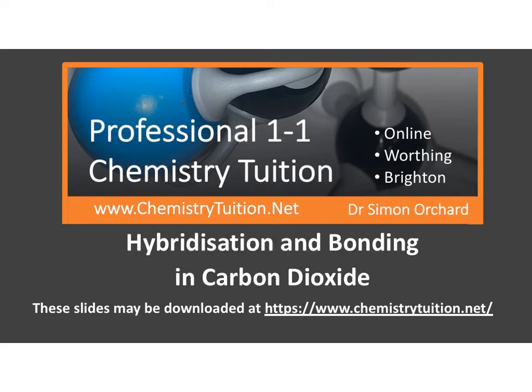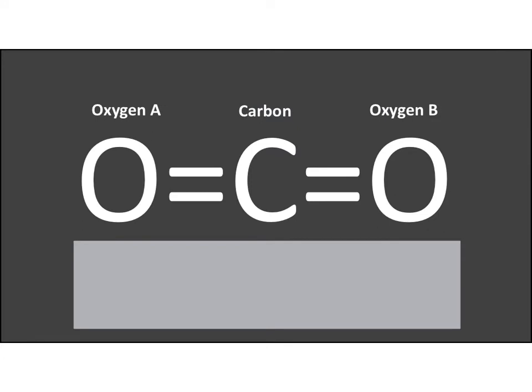We've now looked at sp3, sp2 and sp hybridization and associated pi bonding when we look at alkenes and alkynes. So I thought it may be a good idea to look at another molecule. This time we're going to look at carbon dioxide and try and work out how the carbon and two oxygens are bonded together. So let's remind ourselves of the bonding in carbon dioxide.